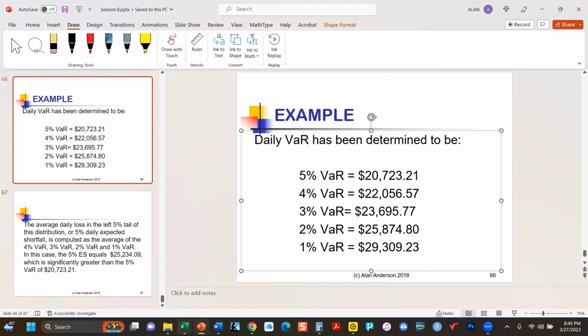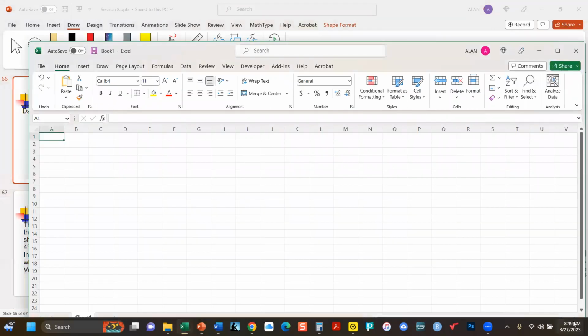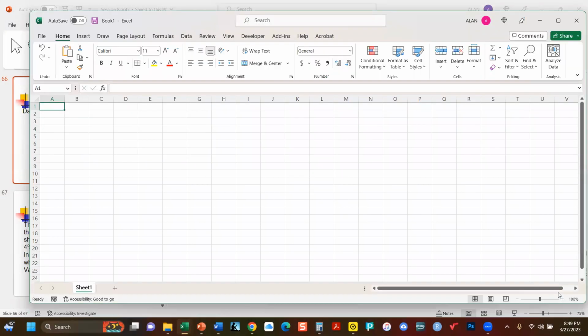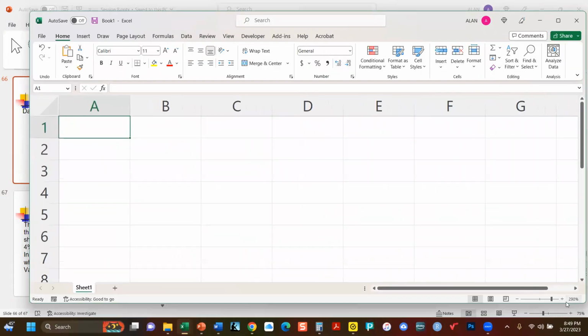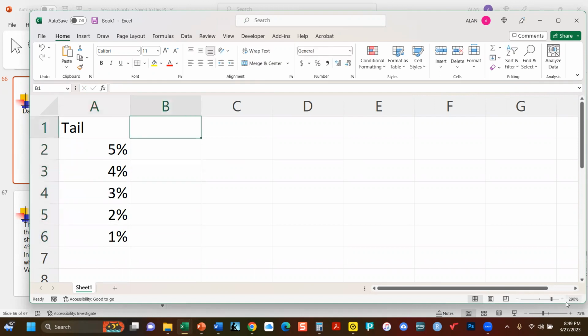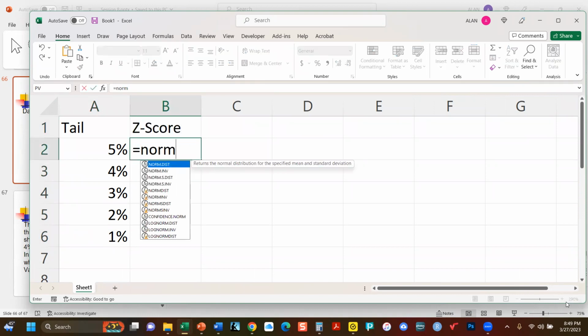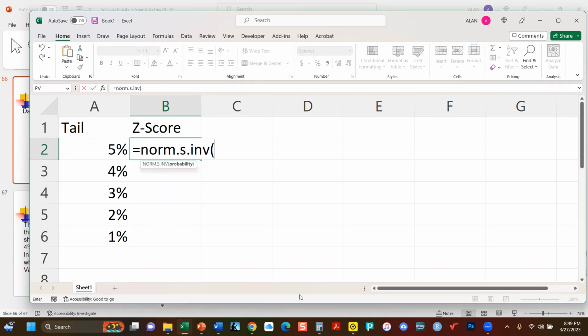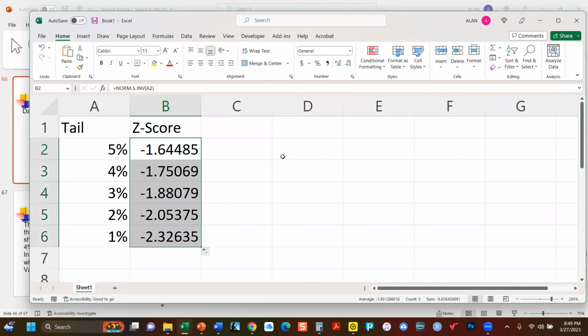Okay. In fact, why don't I show you in our spreadsheet what they would look like? So we'll have the left 5% tail, 4, 3, 2, and 1. Okay, so this is your Z-score. And so you're going to have equals NORM.S.INV, and this probability. And so you see how it's getting bigger.